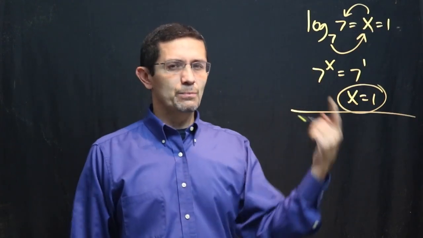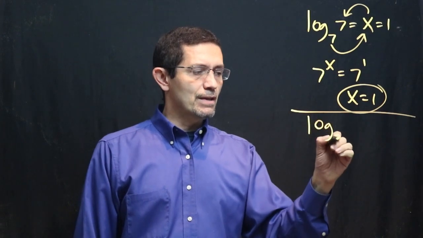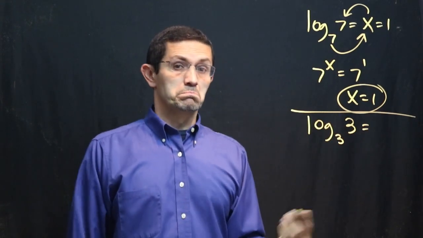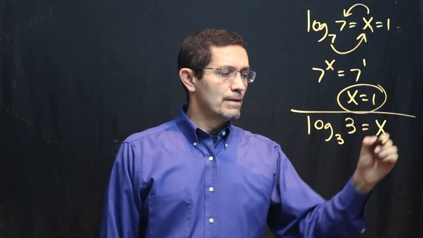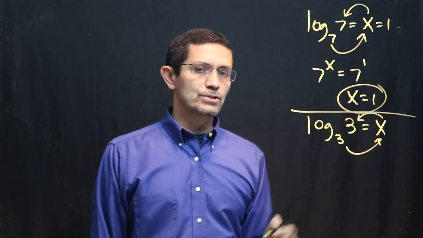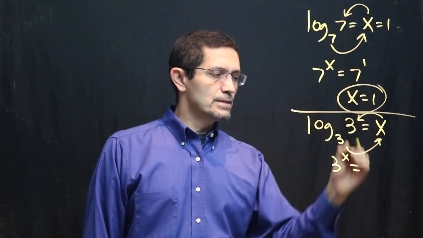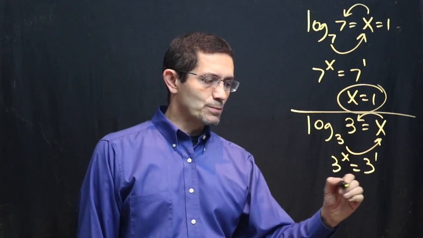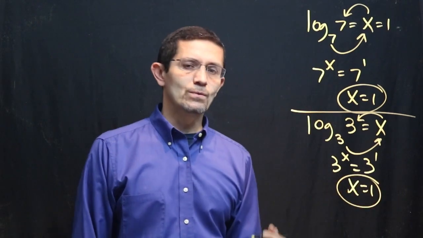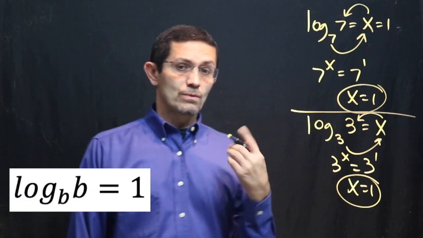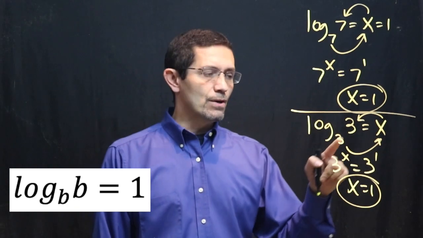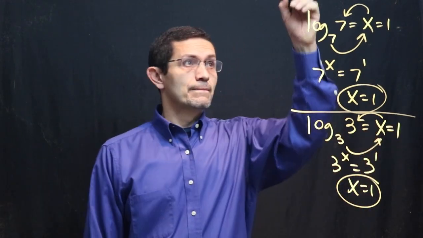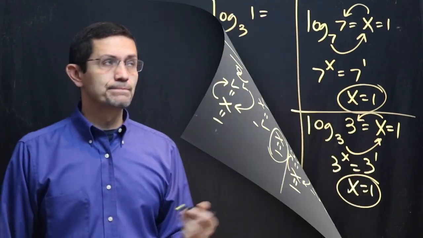Interesting. Let's change the base and see if it's going to happen again. Log base 3 of 3. What's going to happen? 3 to the x equals 3. What's my exponent? Base is the same, exponents are equal: 1. So, long story short, if the base and the argument are equal, my answer is 1.